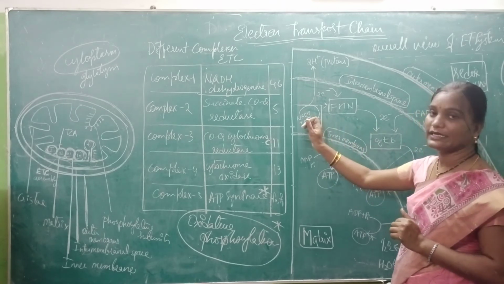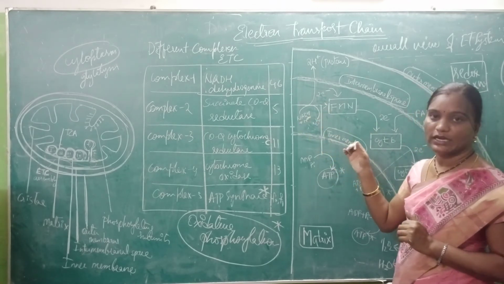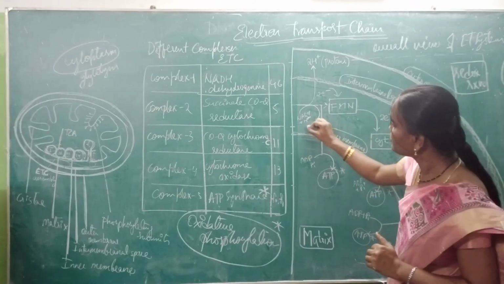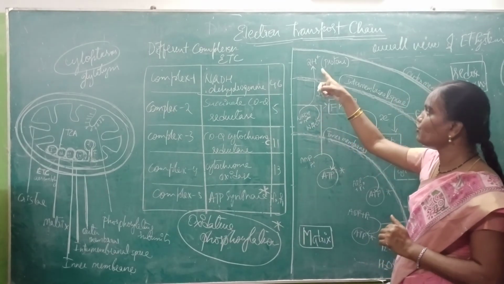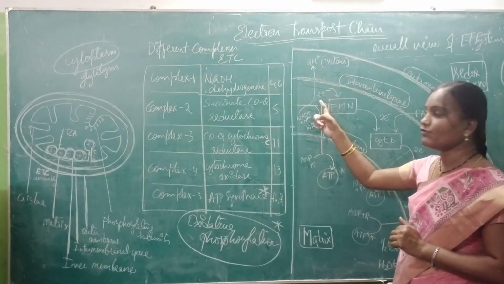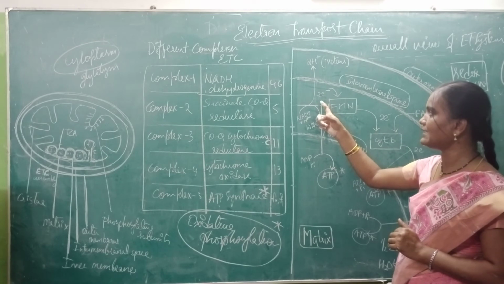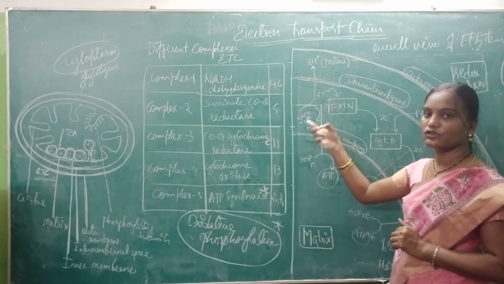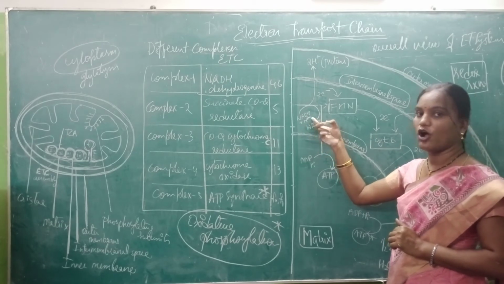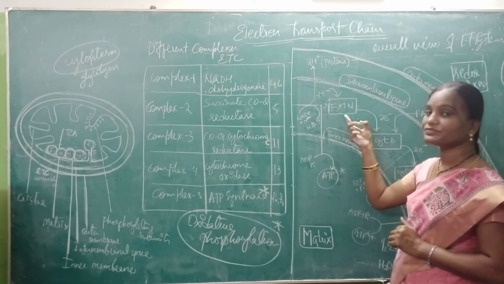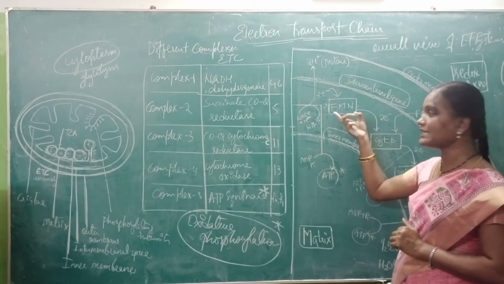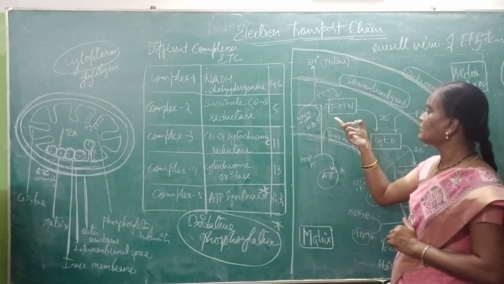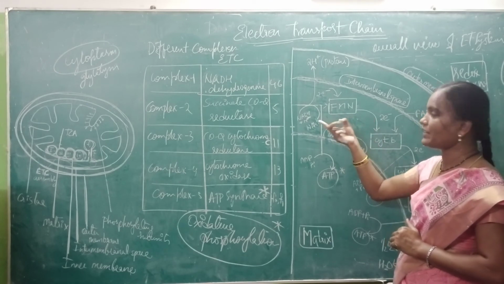The first compound that interacts with your electron transport chain is initially in reduced form. After giving up 2 protons and 2 electrons, what happens? The electrons it has released will be accepted by FMN. So it has released 2 electrons, and the reduced form changes into oxidized form. Now FMN is reduced form. Why? Because it has gained 2 electrons from NADH.